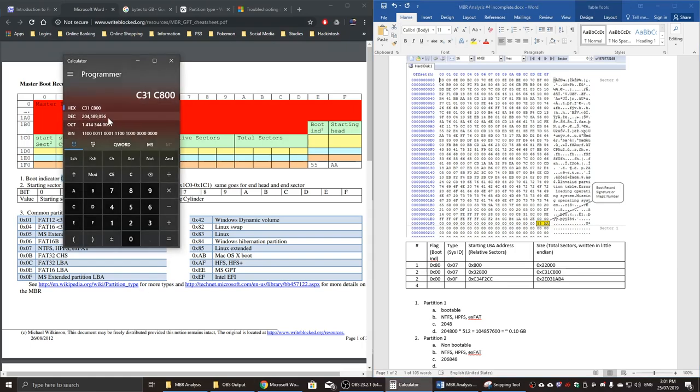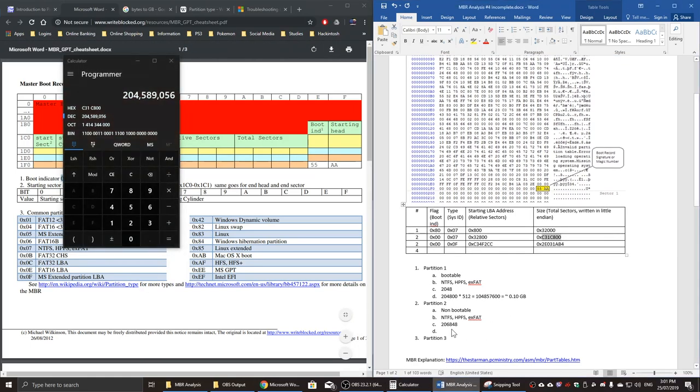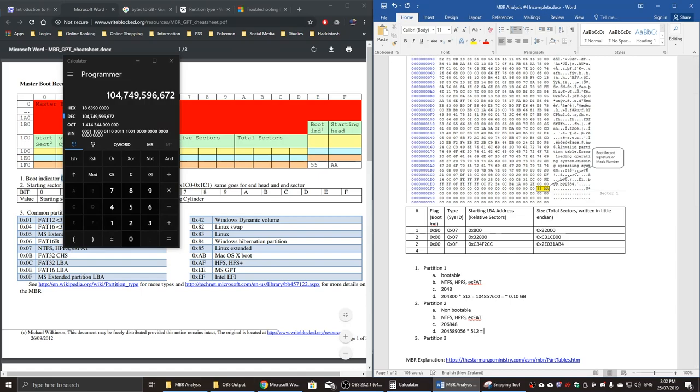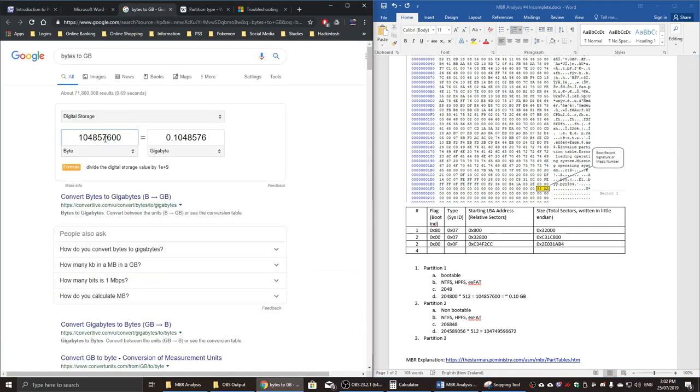The value, in decimal, multiplied by 512 bytes per sector, we get this particular value here. So now if we put this in Google, let's see the calculator, let's see what we get. So that's roughly 104.75 gigabytes.